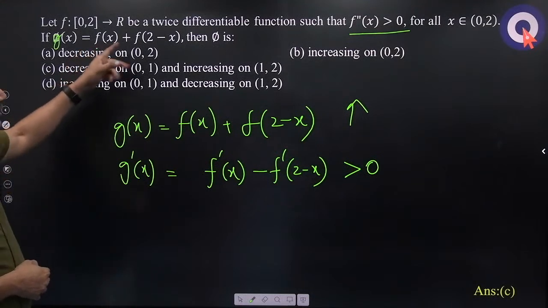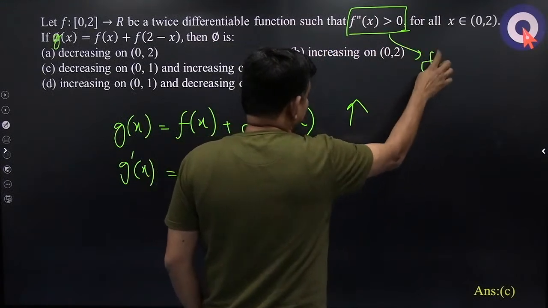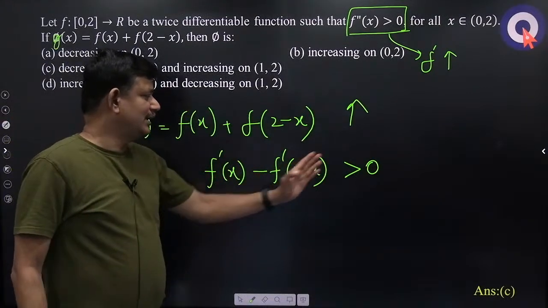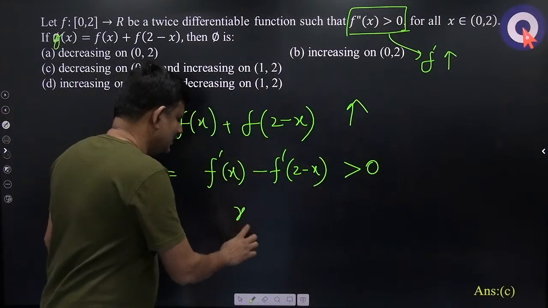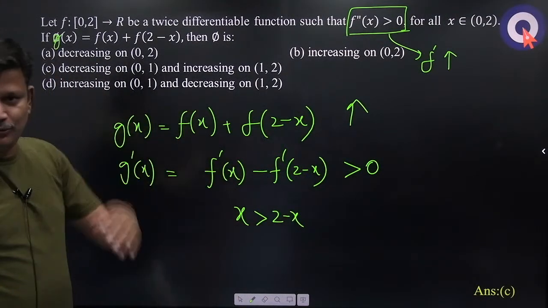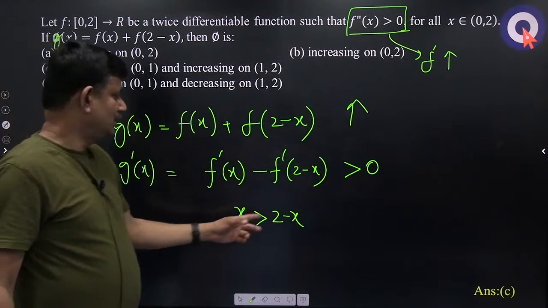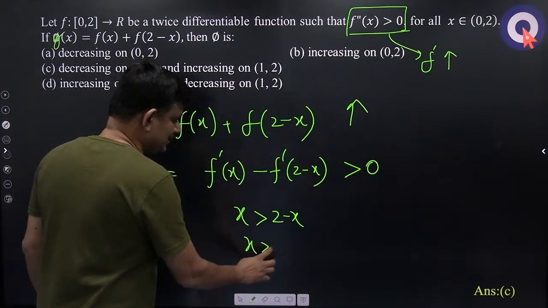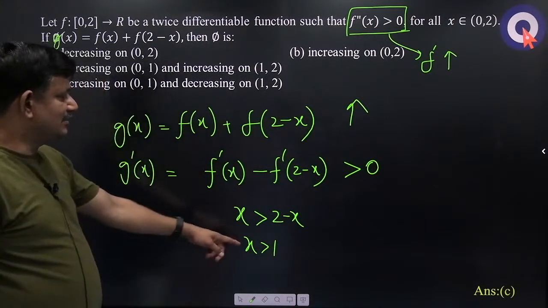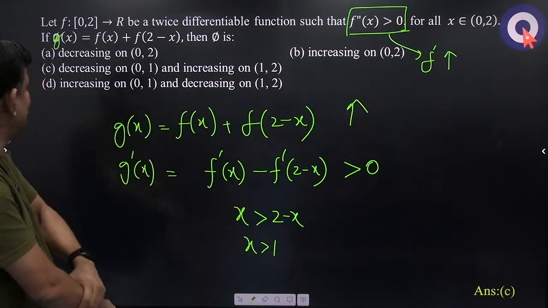Now what can you say about f? f double dash is greater than 0, so f dash x is an increasing function. Now for f dash x to be greater than f dash 2 minus x, x should be greater than 2 minus x, because f dash is an increasing function, I can happily remove it over an inequality. So x minus 2 minus x should be greater than 0, or x should be greater than 2 minus x, or x should be greater than 1. So if x is greater than 1, what will happen? This will be positive. What will happen to g of x? It will be an increasing function.